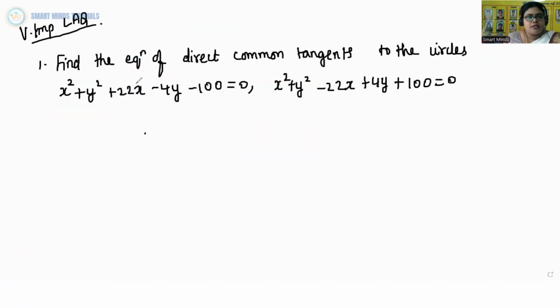Now you can see this is a very important LAQ. Find the equation of direct common tangents to the circles. Two circle equations are given to us. So first let us write down the given circles.